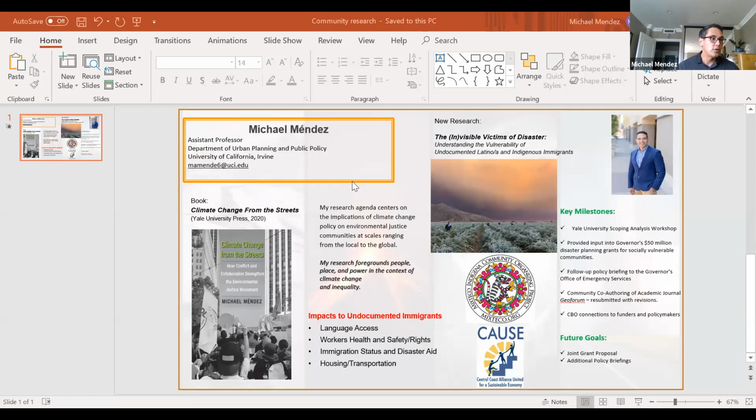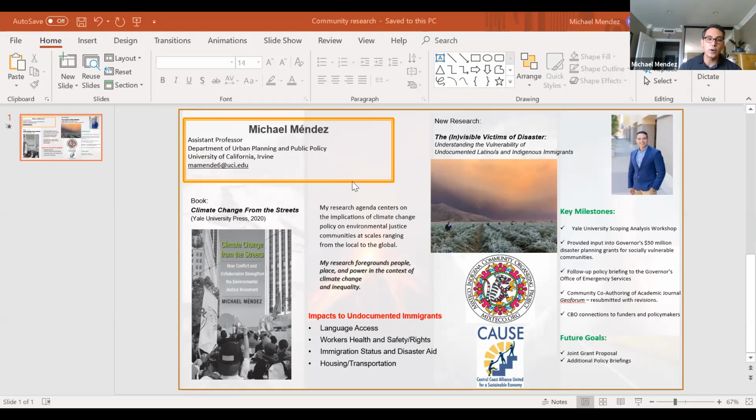A third milestone is later that year, in October 2019, we did a follow-up briefing to the governor's Office of Emergency Services. We were able to detail additional findings that we did as our research team. And then fourth, we're co-authoring an academic journal article for Geoforum. We resubmitted it with revisions. The editor-in-chief provided us with an additional 1,000 words to cover the issue of COVID-19, because a lot of the impacts that happened during this Thomas wildfire overlap with what we see with COVID-19. So there are cascading or compounding impacts that are happening.